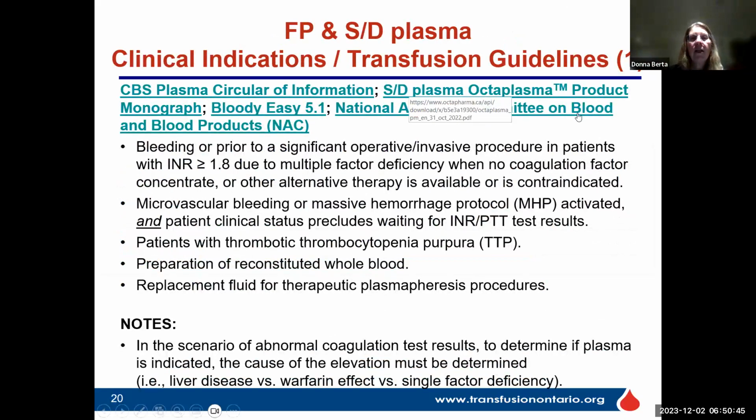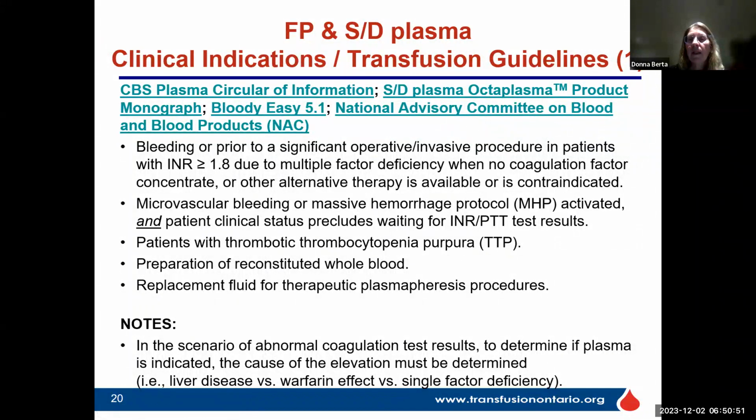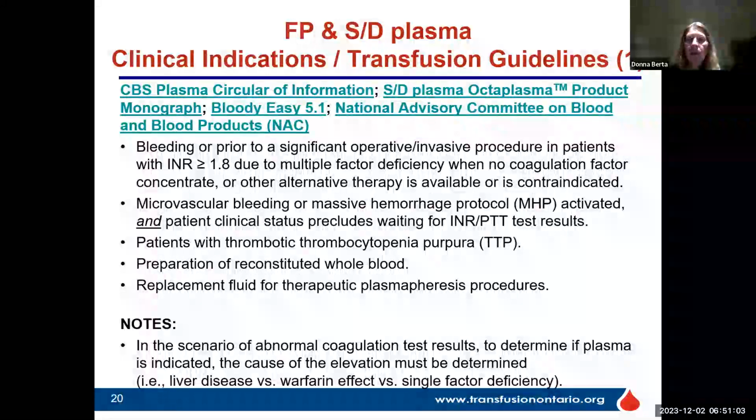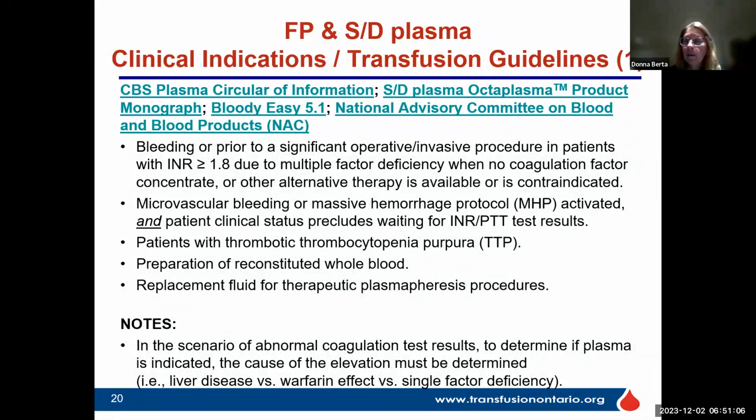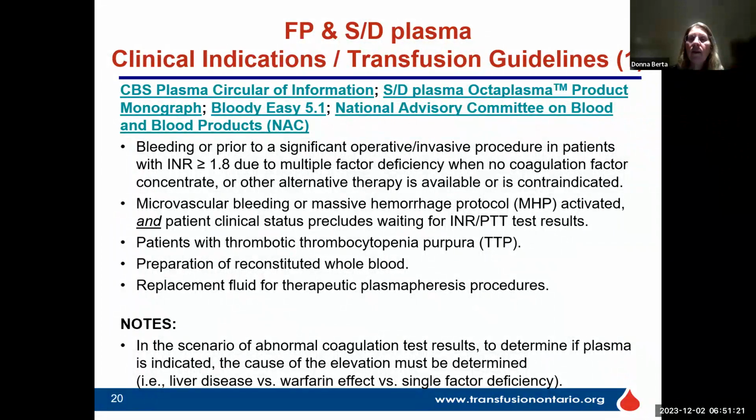So this is a summary of indications based on the Canadian Blood Services Circular of Information, the SD plasma monograph, Bloody Easy 5.1, and also the information that the National Advisory Committee on Blood and Blood Products, known as NAC, has put out about plasma. So plasma, FP and SD plasma, are indicated if the patient is bleeding or they're going to have a significant operative or invasive procedure, their INR is greater than or equal to 1.8, and there isn't any other coagulation factor concentrate or other therapy that's available, or those therapies would be contraindicated.